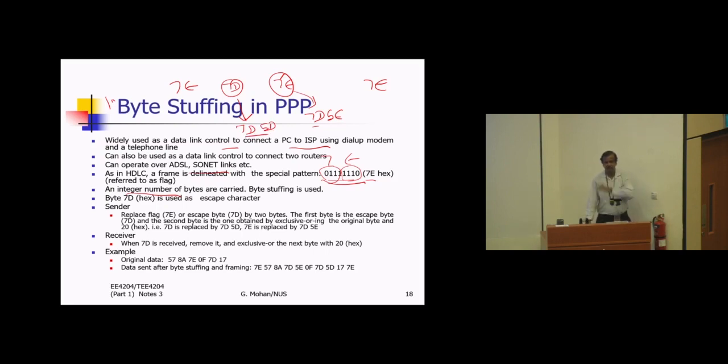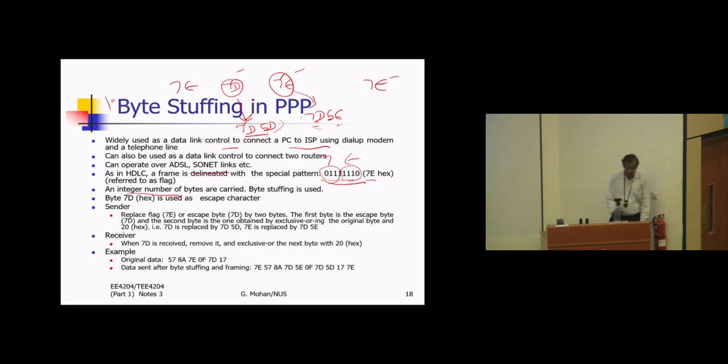So when the receiver receives the escape character 7D, it will look into the next character. If the next character is 5D, then these two will be replaced by 7D. When it receives 7D followed by 5E, the receiver will replace these two by 7E. If it receives 7E, it understands that this is the beginning or end of the frame.